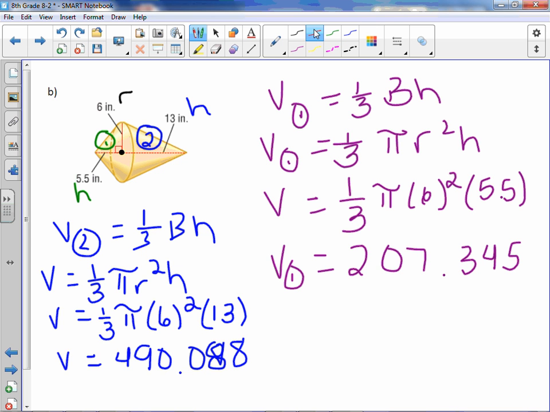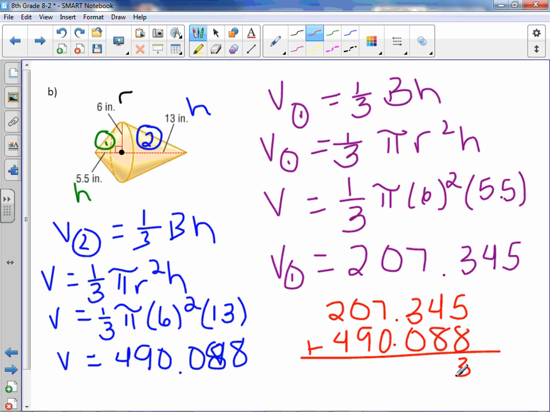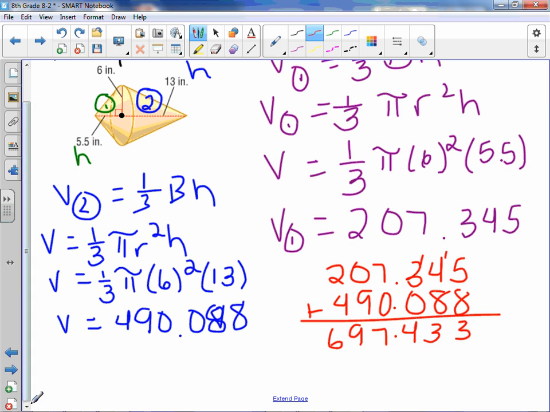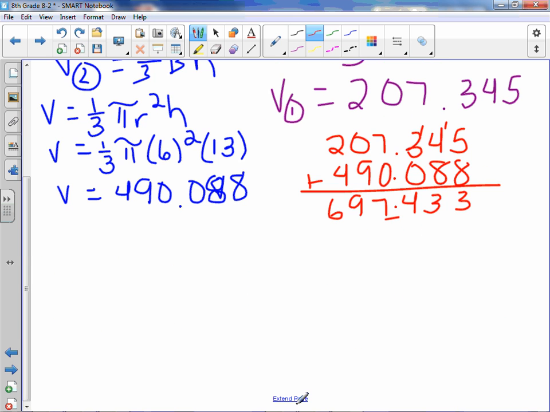And to find the total volume, we add them together. So 207.345 plus 490.088, round to the nearest tenth. We get 697.4, and this is in inches, so cubic inches.